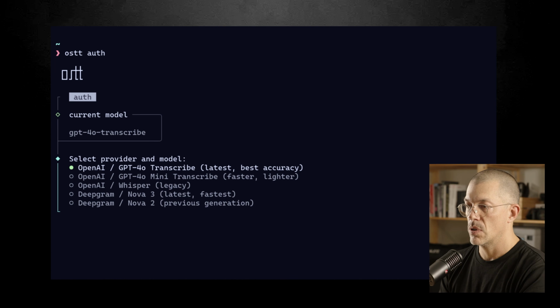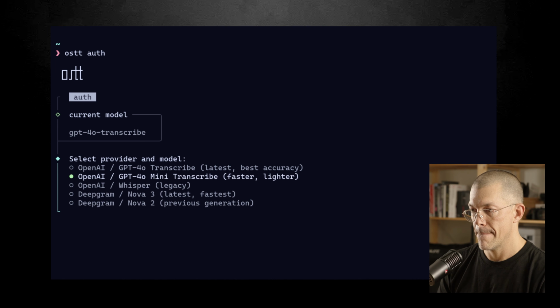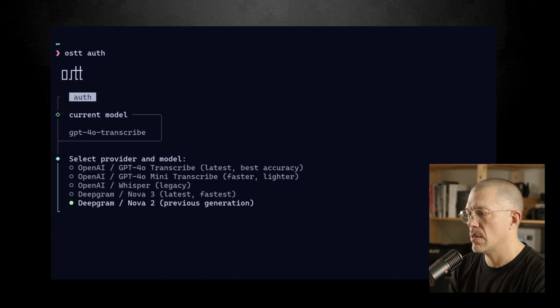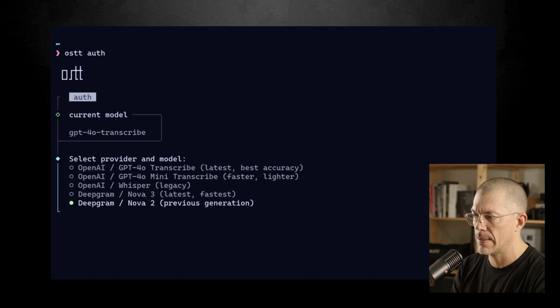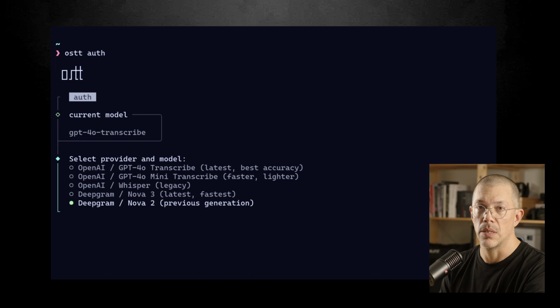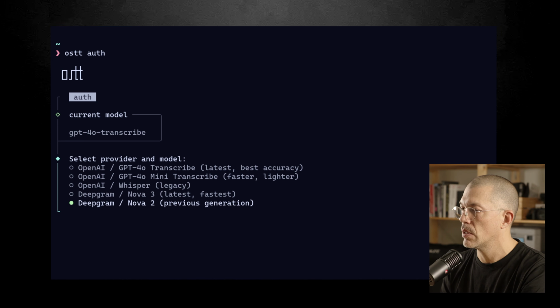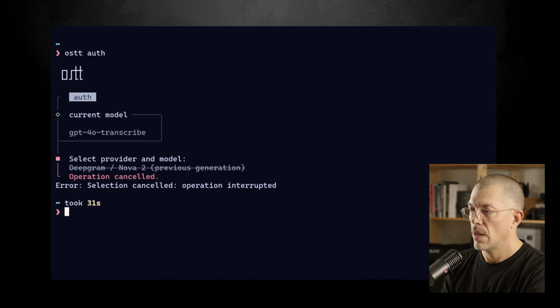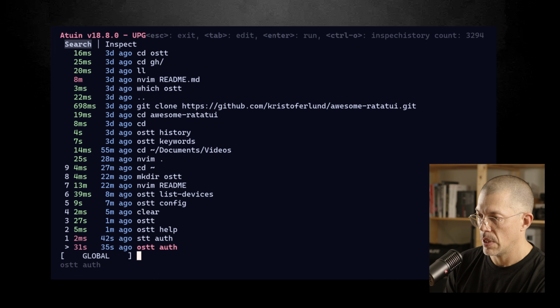Currently I'm using the GPT-4 transcribe model, and the app also supports Deepgram, which is arguably more advanced and also, I believe, faster and cheaper. It would be nice to add some more models as well, perhaps even local Whisper support, who knows. The next command, let's see.